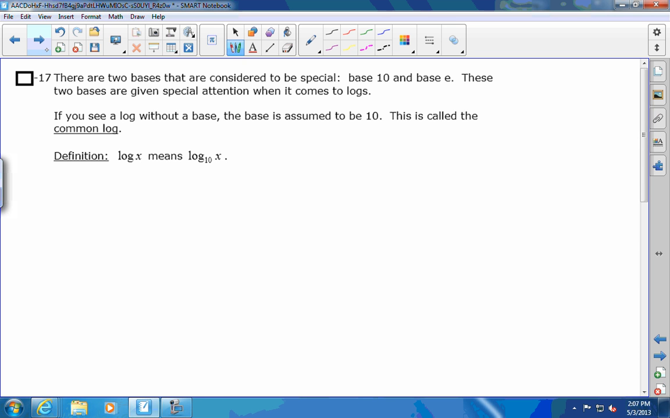We don't want to sketch that. Here's what I talked to you about a minute ago. We did a little side that if you see log x, it means log base 10 of x. We call this the common log. And you have a special button on your calculator.